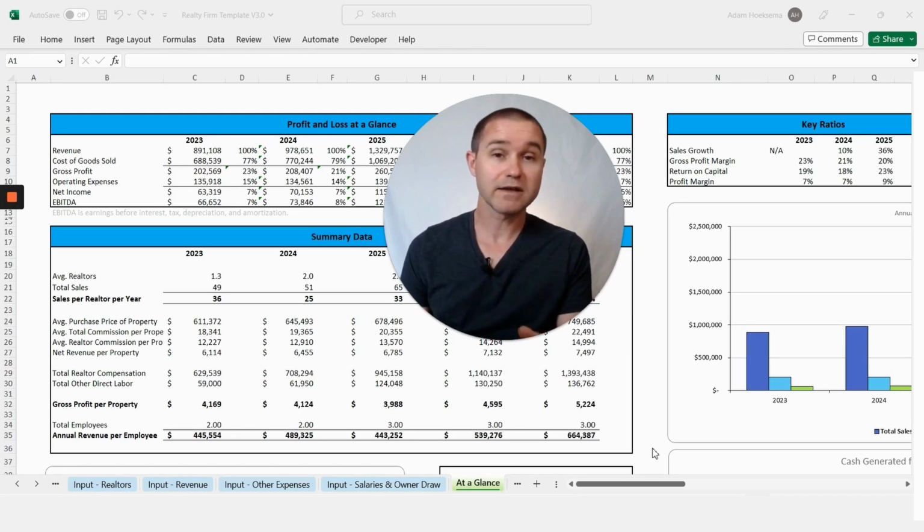And I'm going to walk you through how the template works, how to use it to create a set of income statement, cash flow, and balance sheet projections for up to 5 years for your business.